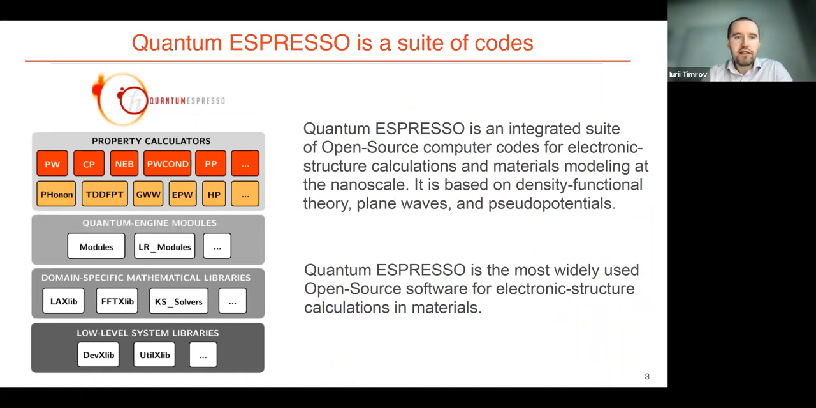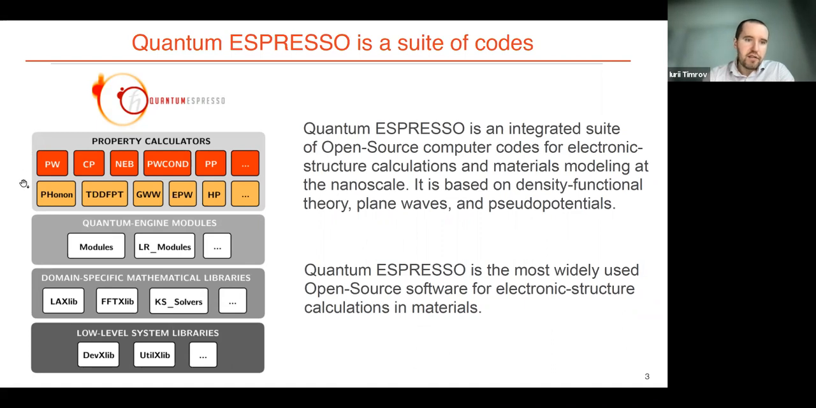As you learned last week, Quantum Espresso is a suite of open source codes for electronic structure calculations and materials modeling at the nanoscale. It is based on density functional theory, plane waves, and pseudopotentials. As I already mentioned, this is the most widely used open source software for electronic structure calculations in materials. On this figure on the left, this is a schema that describes the nature of the Quantum Espresso package.